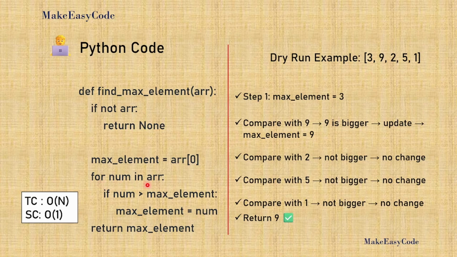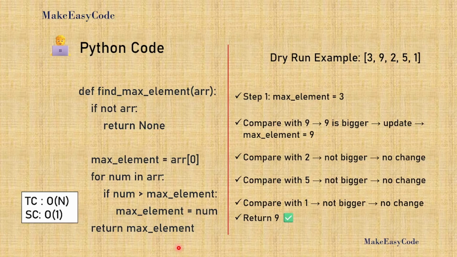This loop goes through each item in the list one by one. And num takes the value of each element during the loop. And I've given: if num is greater than max element, max element equals num. We'll check for each num whether it is greater than our current max element or not. If it is greater, the max element will be updated with the greatest element. And at last we return the max element.